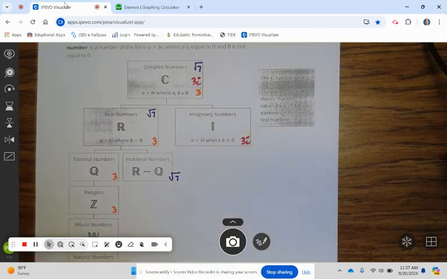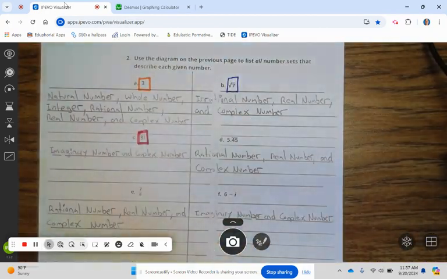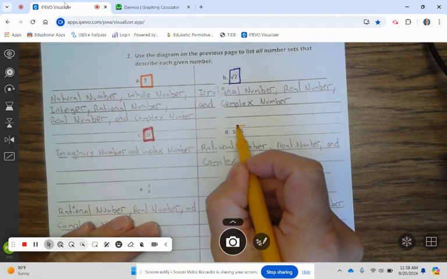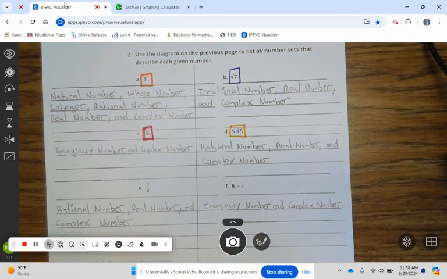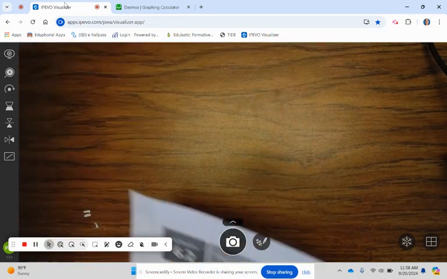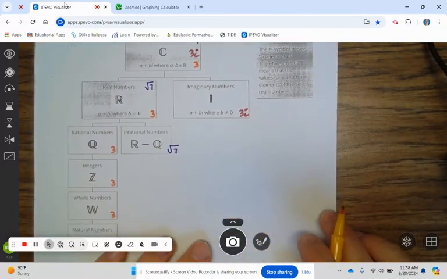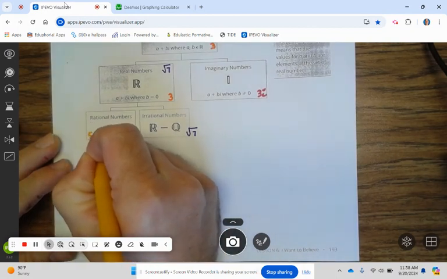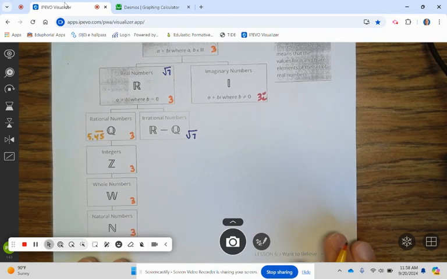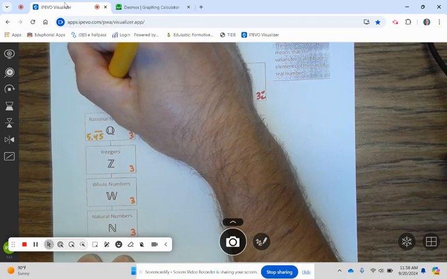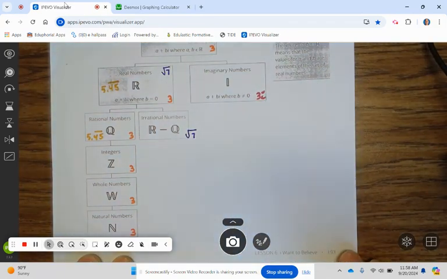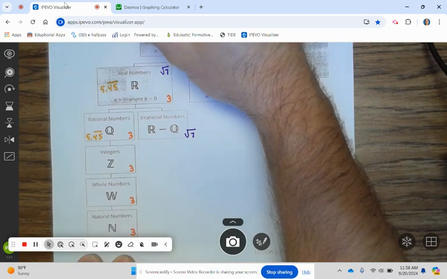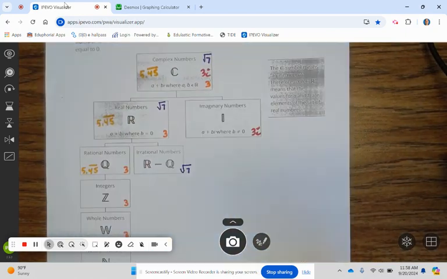Let's take a look at the next one. 5.45 repeating is a rational number, a real number, and a complex number. Okay. So 5.45 repeating, it's a rational number. It's a real number. And it's also a complex number.